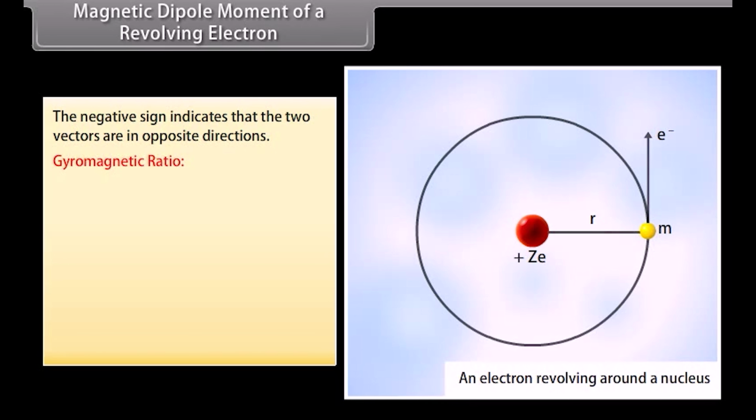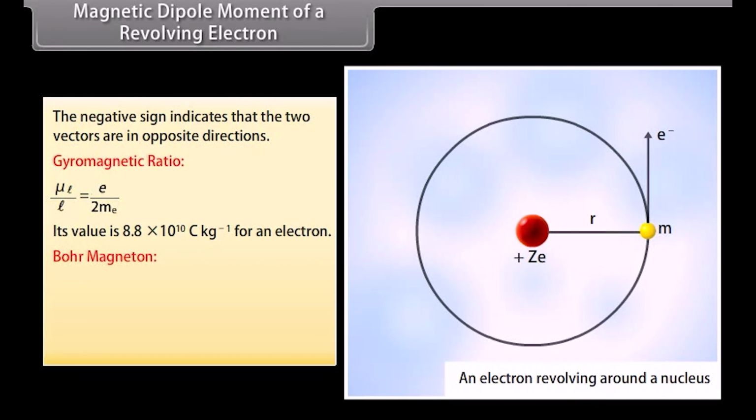Gyromagnetic ratio. Mu L upon L is equal to e upon 2 me. Its value is 8.8 into 10 raised to the power 10 coulomb per kilogram for an electron. Bohr magneton. Mu B is equal to e h upon 4 pi me. Its value is a constant and equals 9.27 into 10 raised to the power minus 24 ampere meter square.